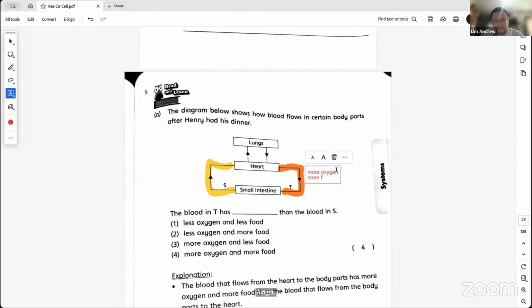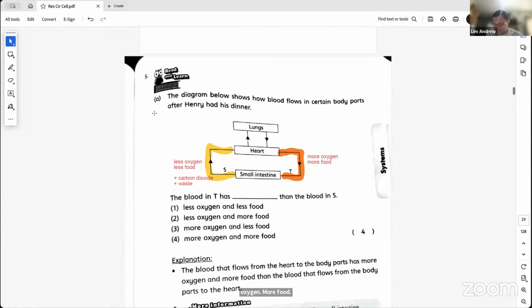More food. Yes. Okay. Then for this area back to the heart will always be less oxygen, less food, because it is more CO2, carbon dioxide, more waste. Okay, so therefore, the answer is number 4. More oxygen, more food.